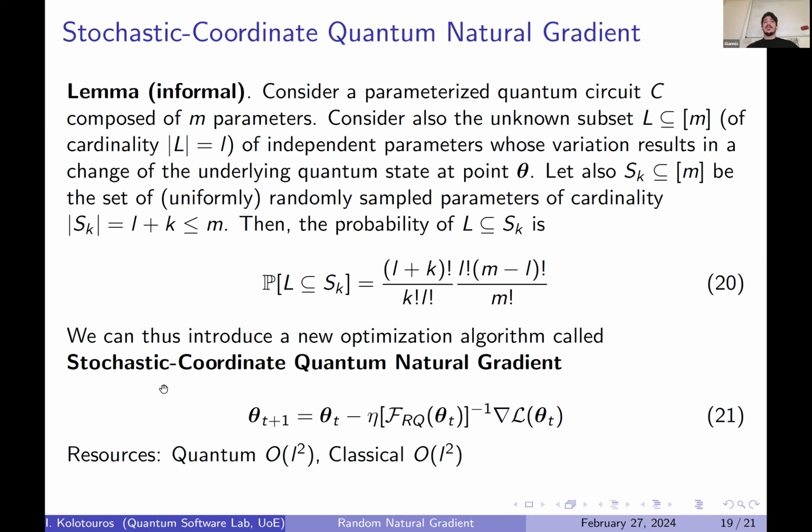Finally, you can see in equation 21, we introduce our method, which is called the Stochastic-Coordinate quantum natural gradient. At each iteration, we only look at a subset of the total parameters. We calculate the reduced Fisher information for that subset and we update the parameters with this update rule. Of course, this reduces the quantum resources to L squared because you're only looking at L parameters instead of M, and the classical memory that you need also scales as L squared because you're only considering this dimension for the matrices.